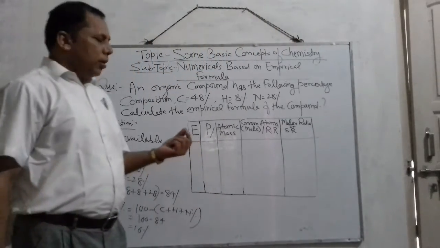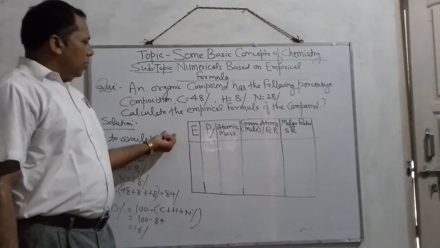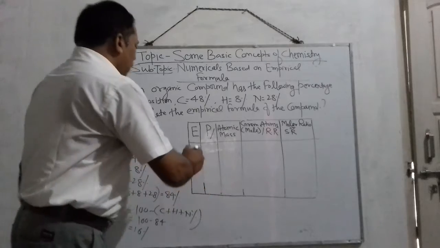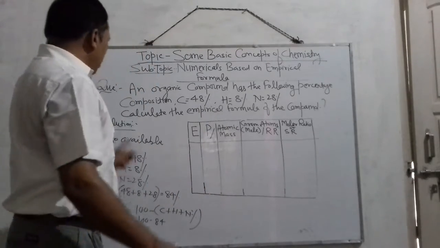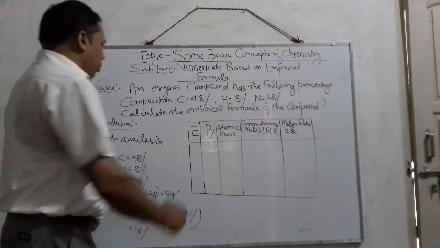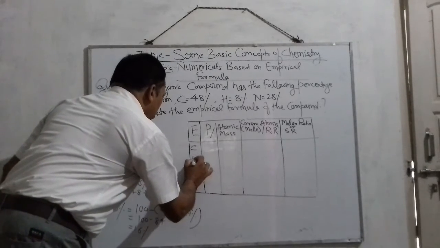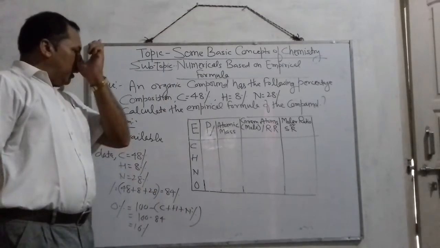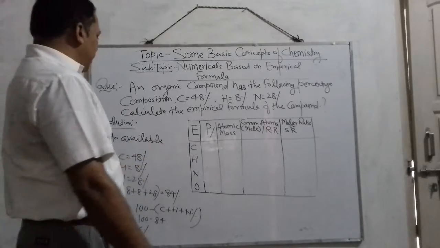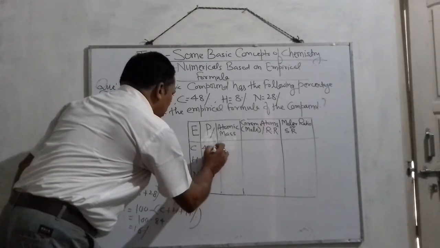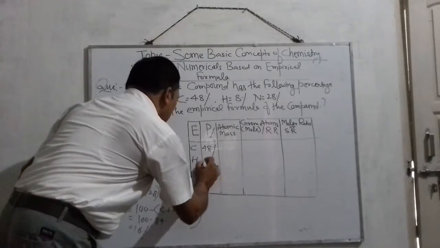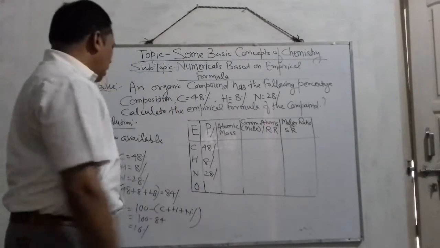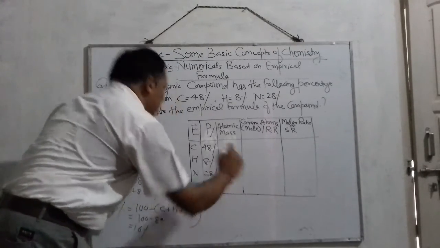So on this basis, let us determine the empirical formula of the compound. First write the symbols of the elements present in the organic compound: carbon, hydrogen, nitrogen and oxygen. 4 elements are there now. Now write the percentage of each element. Carbon is 48%, hydrogen is 8%, nitrogen is 28% and oxygen is 16%.